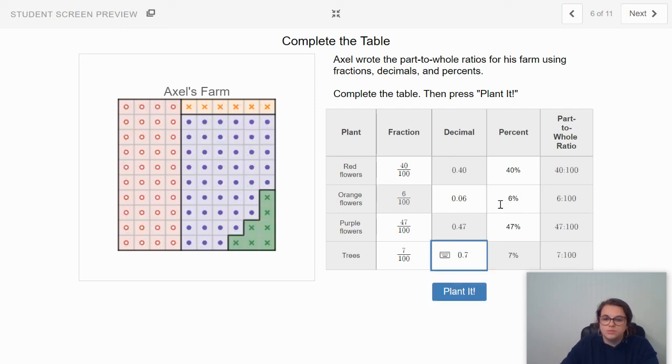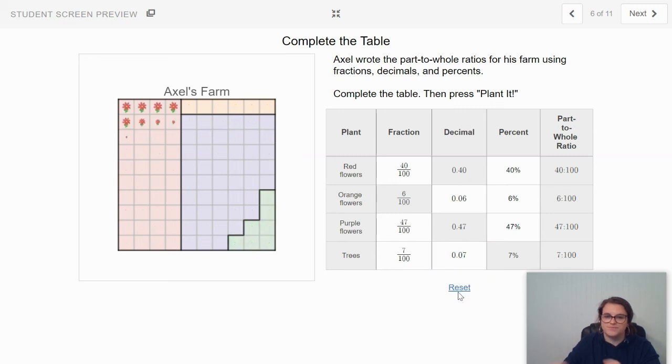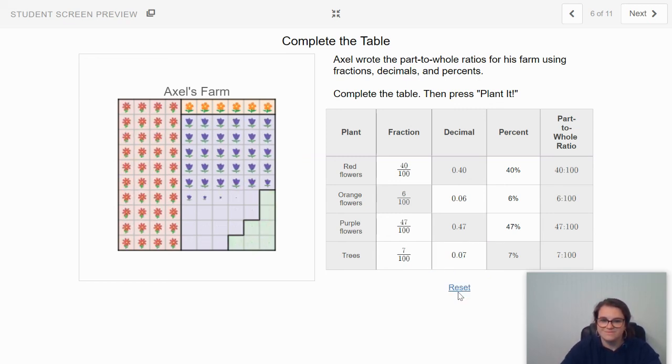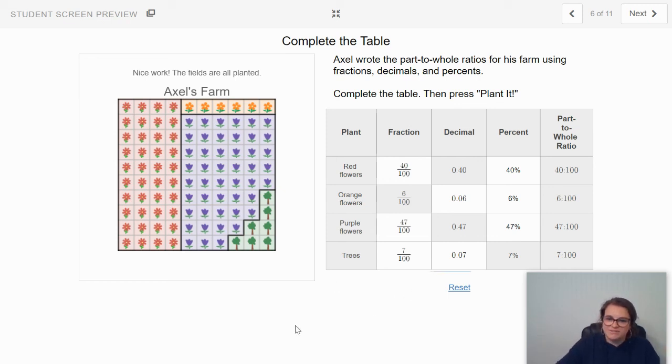Oh, I forgot to put a 0 after the decimal point. When your value of part is in the ones, so 1 through 9, you have to put a 0 right behind the decimal before you write your part. Let's see if we got it right. Amazing, you got it right. Great job. Now you're going to be going to an IXL activity and testing your knowledge. Great job, everybody.